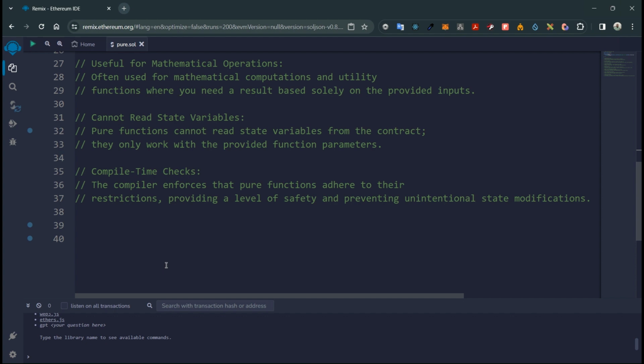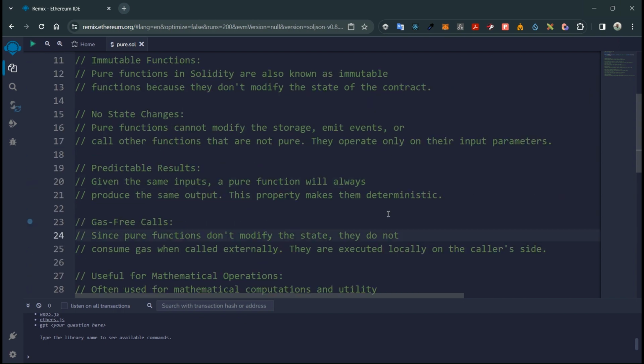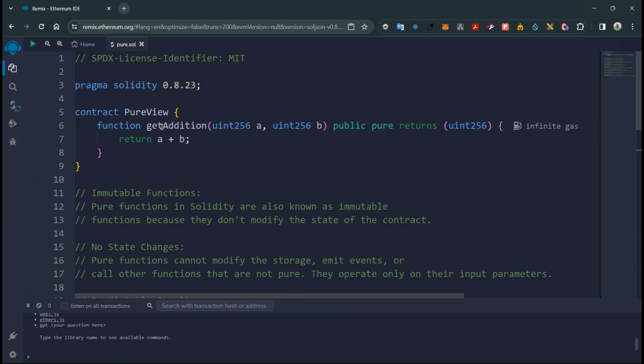So, the compiler also checks and makes sure you're using the pure function in the right way, to avoid any unintended consequences. So that's it. It's a simple but powerful concept, and it's very useful to know, right? So once you know this, you can start using it and making your contracts more efficient.